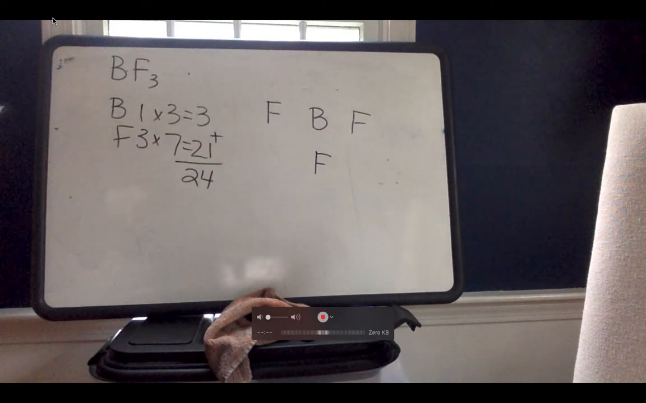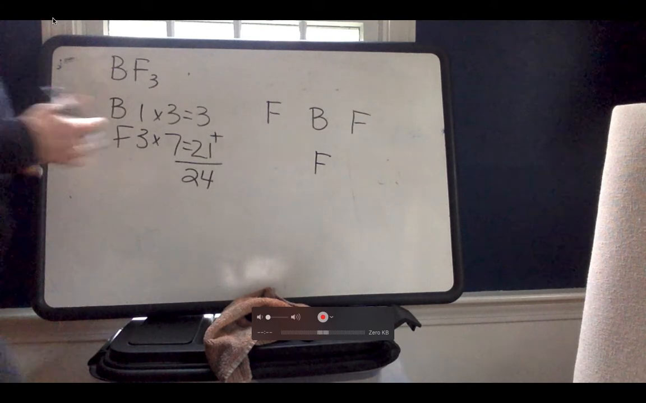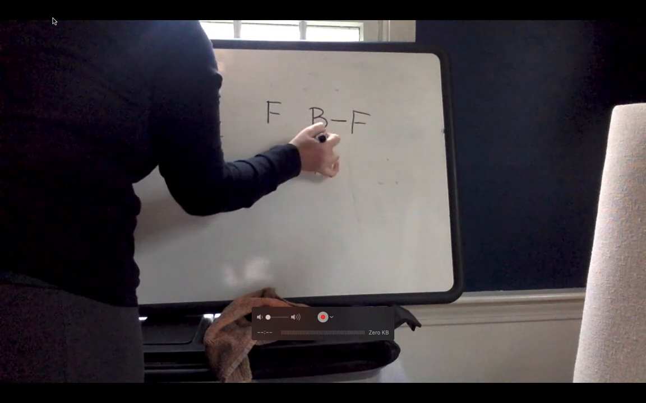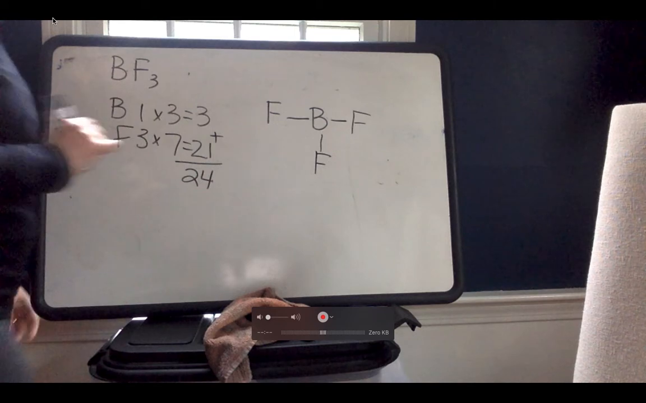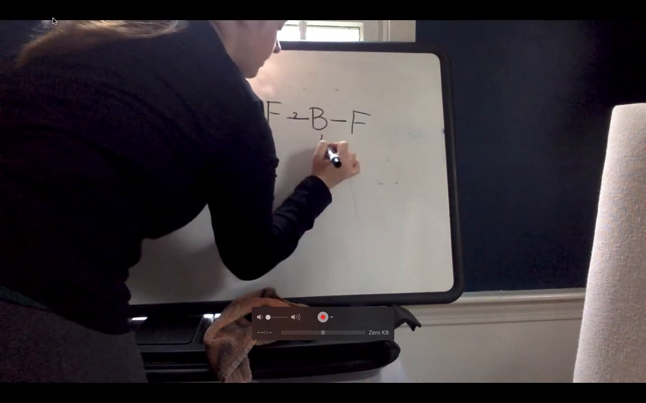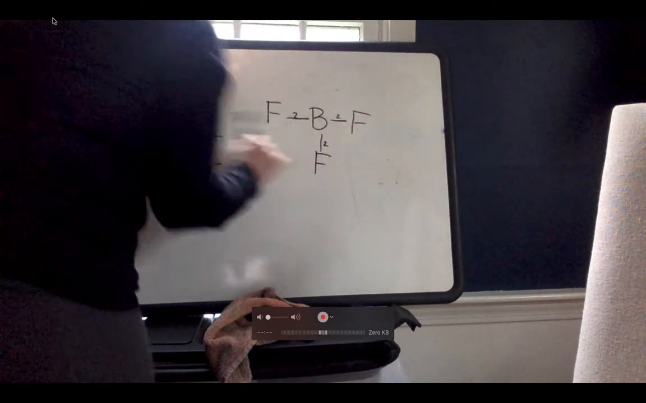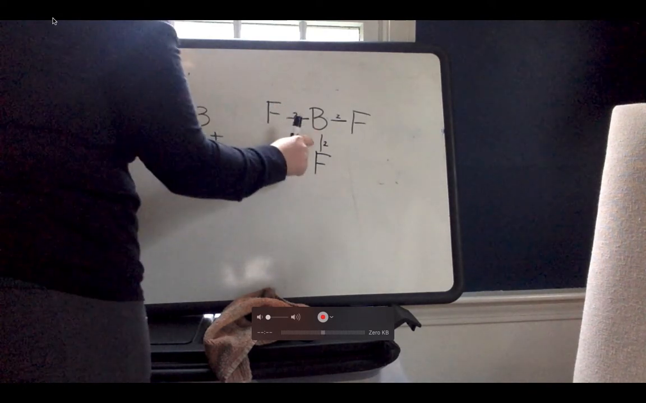Now, right now, all of those elements are just hanging out in limbo. We need to connect them. So we're going to connect them with a single bond. A single bond is a single line. Now, each line is 2 electrons, so I'm going to write a little 2 there. So we've used 6 electrons, 2, 4, 6.